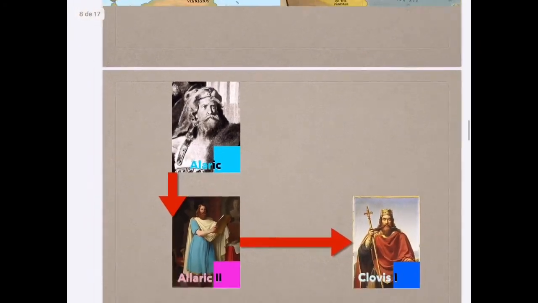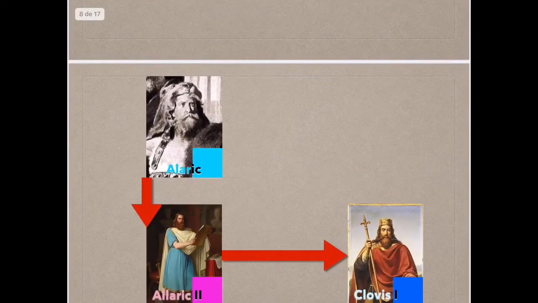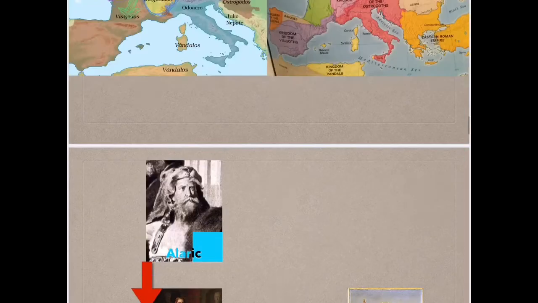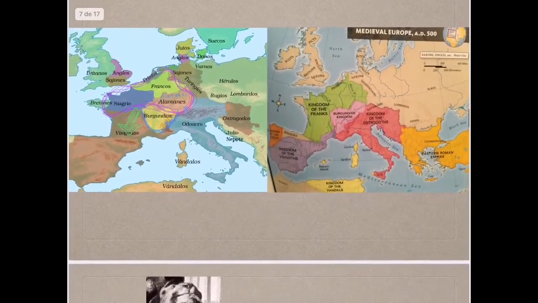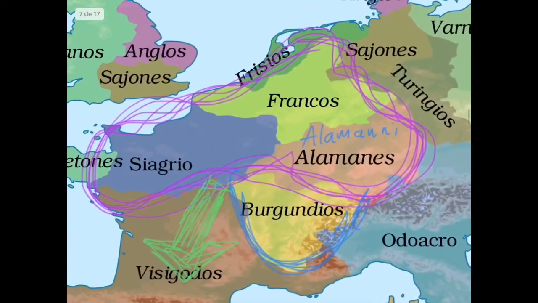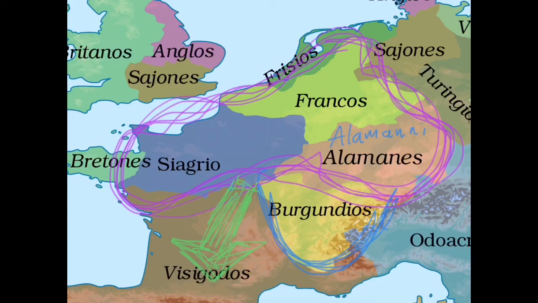But let me explain with more clarity. Also, before we get to that point, I want to tell you that there is a big transformation over here, because as I was telling you, the Visigoths were all the 5th century, but in the 6th century, the Franks are going to become the most important peoples of the century.